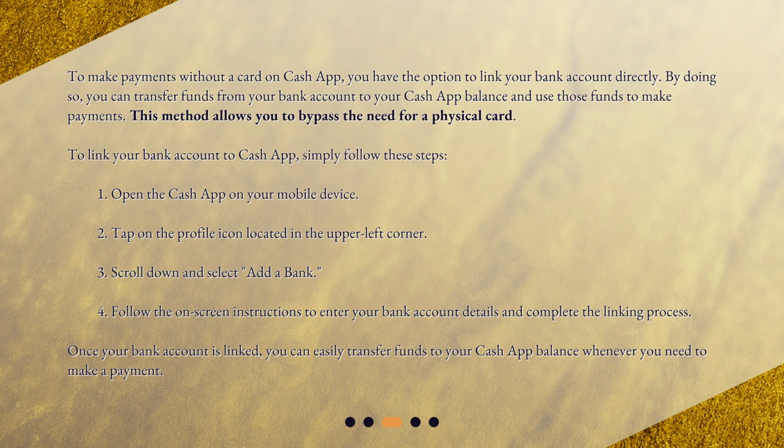To link your bank account to Cash App, simply follow these steps. 1. Open the Cash App on your mobile device. 2. Tap on the profile icon located in the upper left corner. 3. Scroll down and select Add a Bank. 4. Follow the on-screen instructions to enter your bank account details and complete the linking process. Once your bank account is linked, you can easily transfer funds to your Cash App balance whenever you need to make a payment.